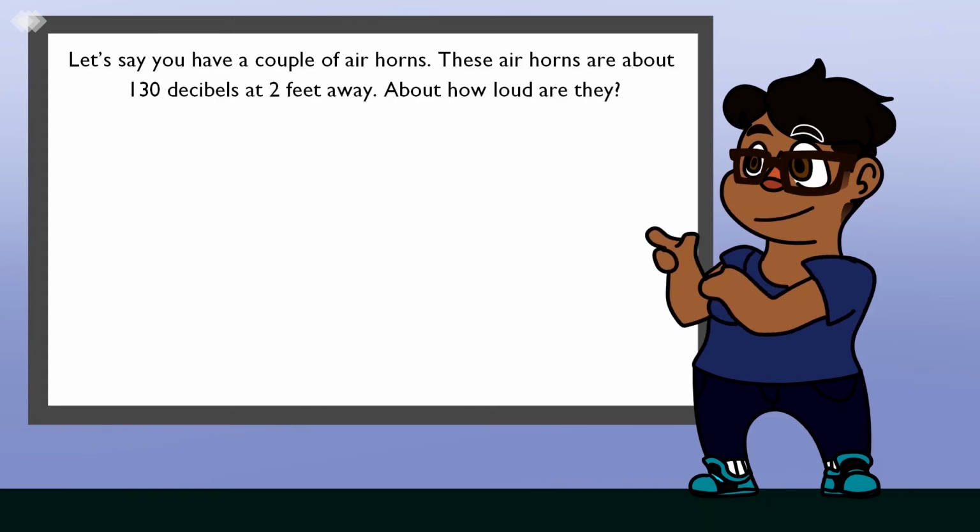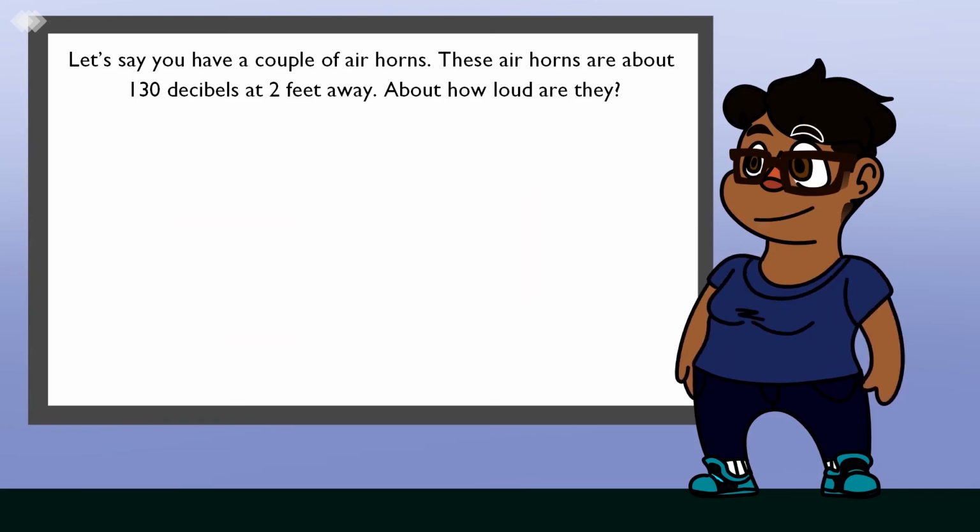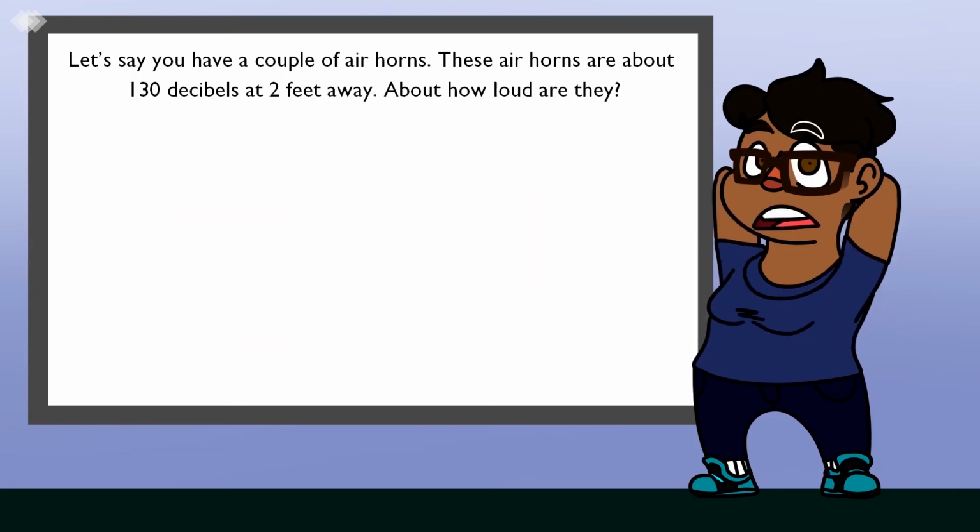Here's a problem. Let's say you have a couple of air horns. These air horns are about 130 decibels at 2 feet away. About how loud are they? First things first, when calculating sound intensity, it is not as simple as adding up the decibels. You need to plug it into the equation. For example, if 2 people are talking at the same volume with the same intensity, are they twice as loud? No. Louder? Yes, but not twice as loud.